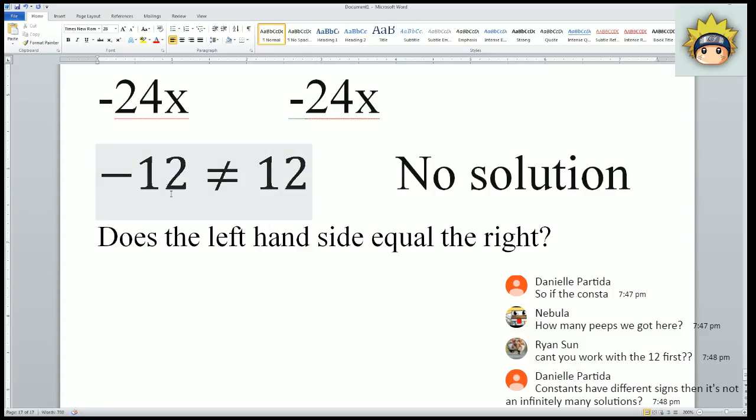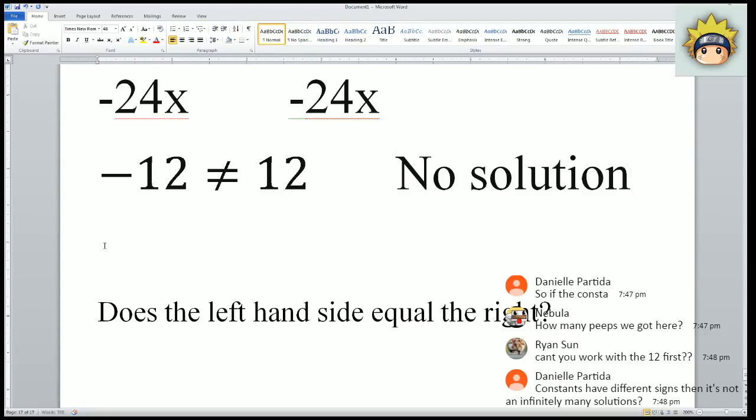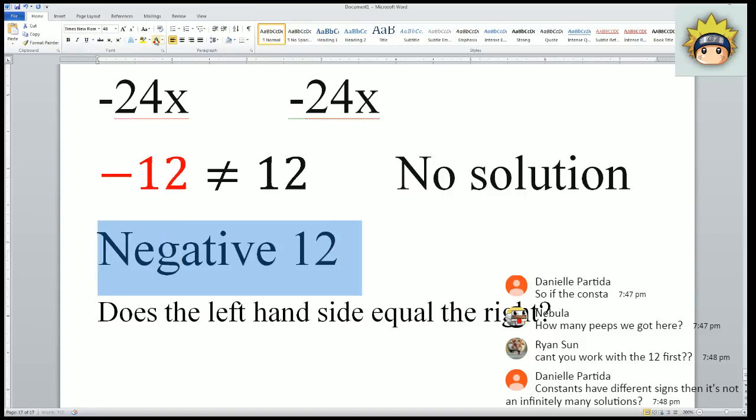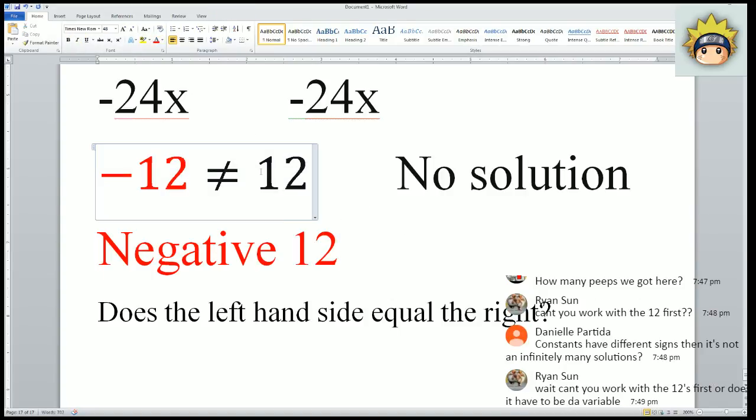Do you understand there's a difference between a negative and a positive number? They're two different things. This is a negative 12. Do you understand that's a negative 12, and this is a positive 12?